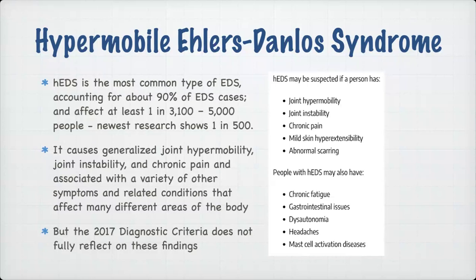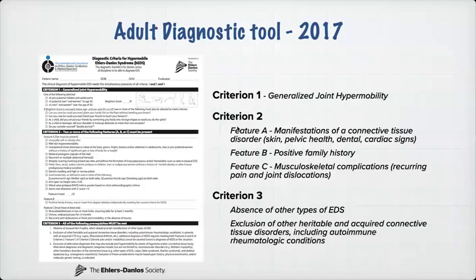The 2017 diagnostic criteria for adults does not fully reflect on these findings. So there was a need to develop something that is a little bit more comprehensive. If we take a look at the adult diagnostic tool that was developed in 2017, the first criterion is generalized joint hypermobility. The second criterion contains manifestations of connective tissue disorders, such as skin, pelvic health, dental, and cardiac signs. It requires positive family history, and it also appreciates the musculoskeletal complications that is typically a 3 out of 3 among patients with recurring pain and joint dislocations.